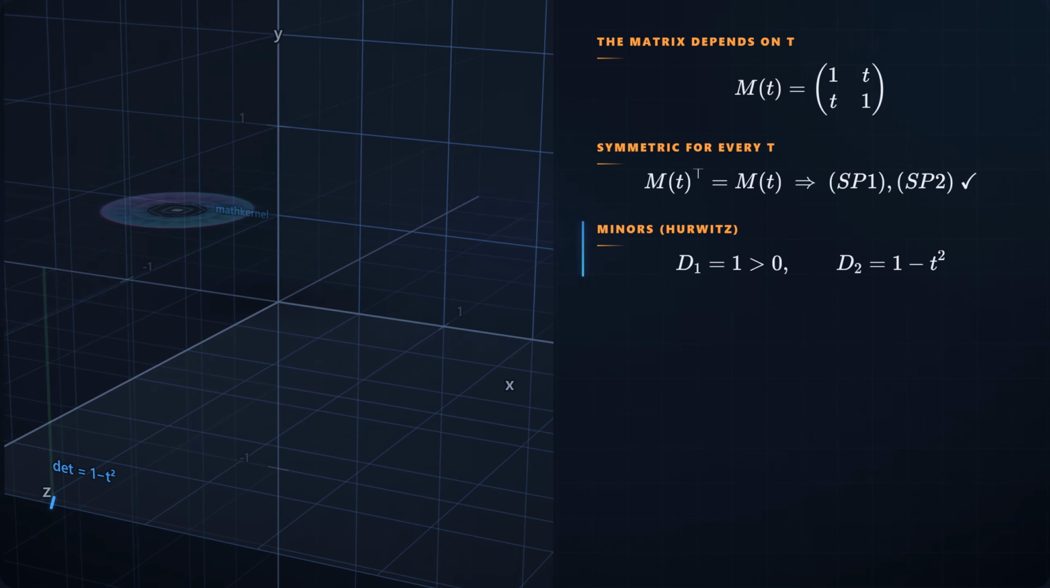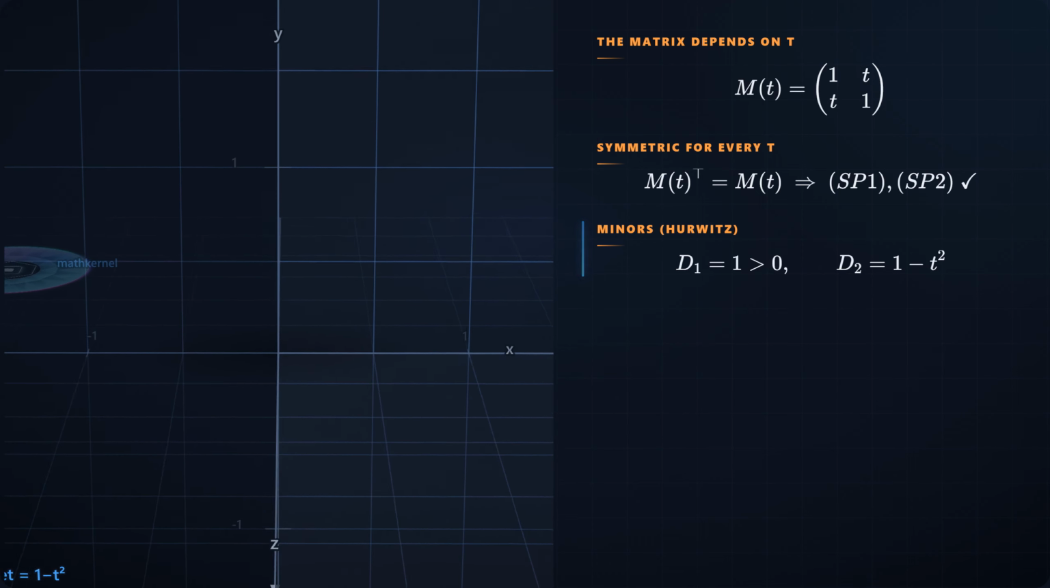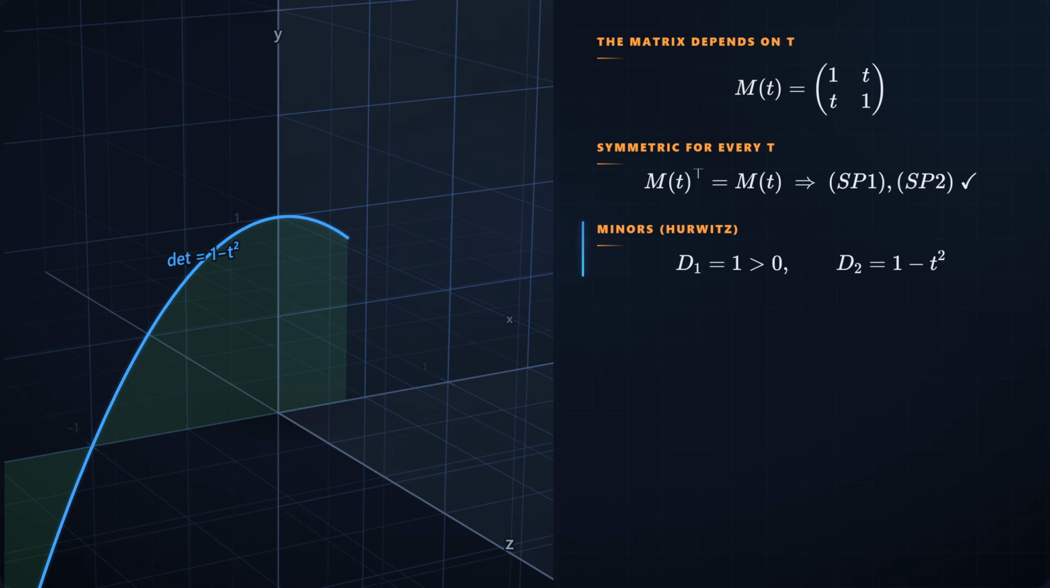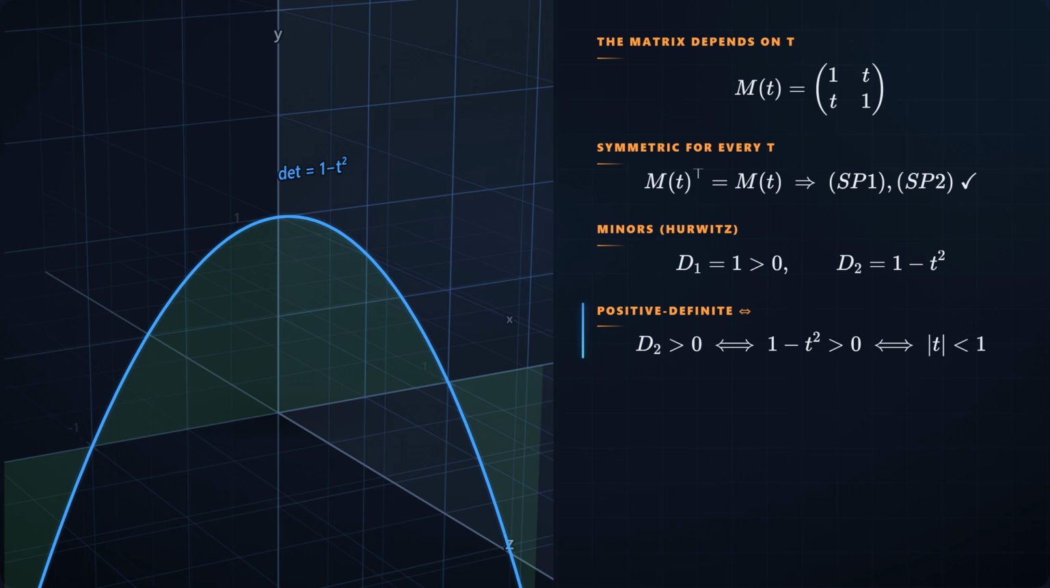The second leading minor is the full determinant, 1 times 1 minus t times t, which is 1 minus t squared. Positive definiteness needs that positive, 1 minus t squared greater than 0, which means t squared less than 1, that is, t strictly between minus 1 and 1.